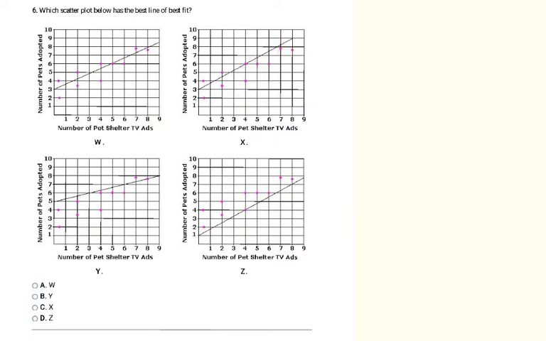In X, I have a lot more data points below than I do above, so it's not going to be X. In Y, I only have one above and everything else is below, so Y is not going to be my answer. And then in Z, I don't have any below, they're all above, so Z is definitely not my answer. So that means my answer is W, that one that looked nice in the beginning, so it's going to be letter A.